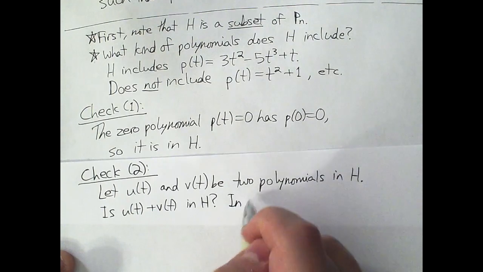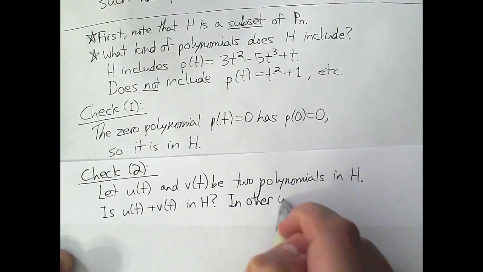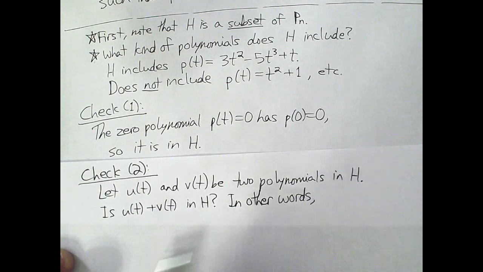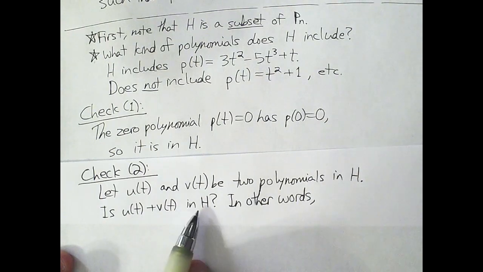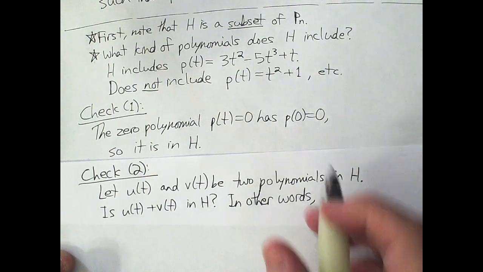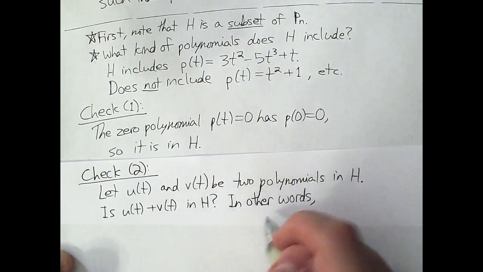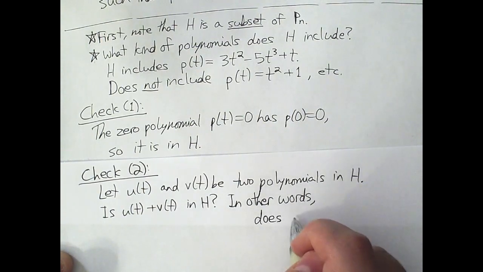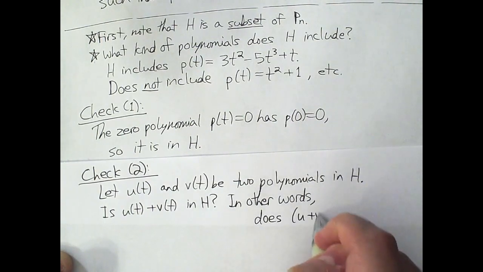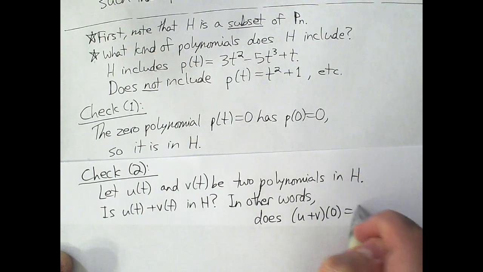In other words, what would it mean for the two of them to be in H? Well, to be in H, it has to be a polynomial that sends 0 to 0. So, in other words, does this equal 0?